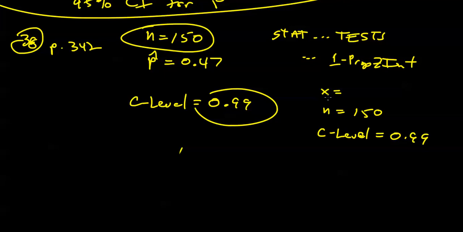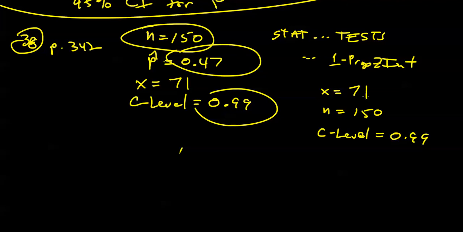What I have to worry about is the raw number of executives who say that it's a mistake to not research the company. Well, you've got to do a little bit of work here. They don't give us the raw number of executives who believe that. They give us a sample proportion. So X is going to be 0.47 times 150, and I'm going to round this off to 71. So 47% of 150 is 70.5, and I'll round that up to 71. So my raw number of executives in this sample who believe not researching the company is the most common mistake is 71.